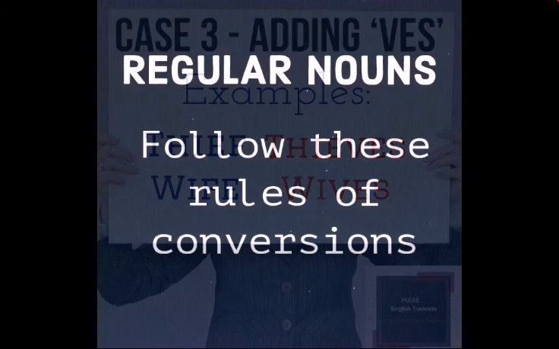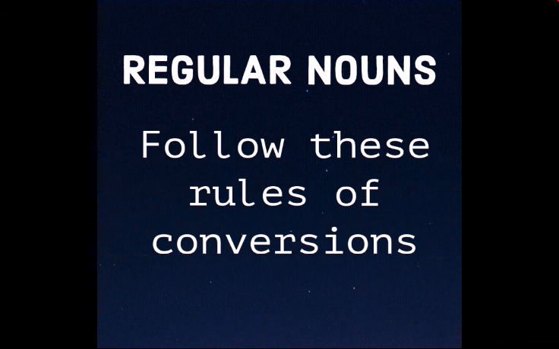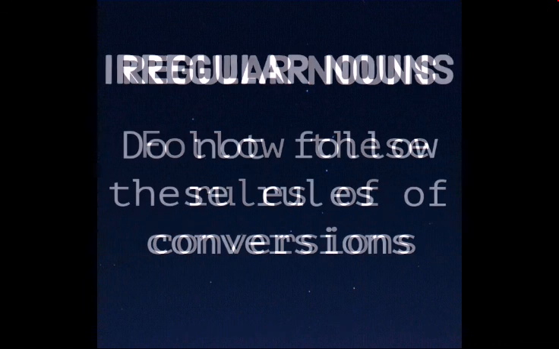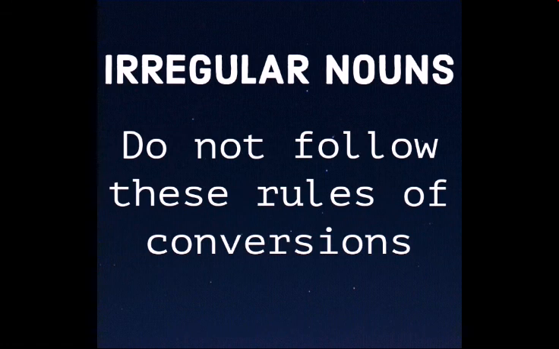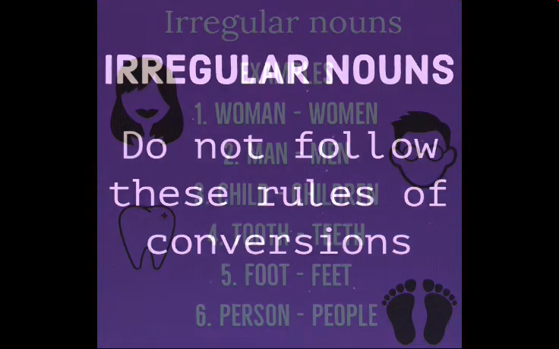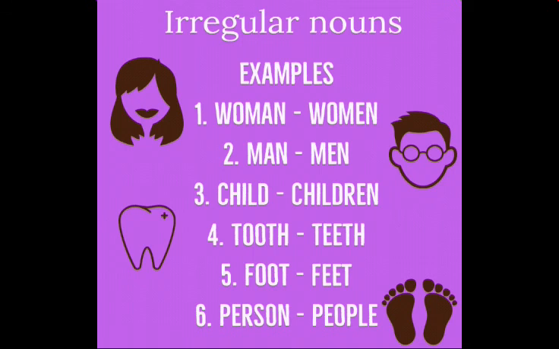The nouns which follow these rules of conversion while getting converted from their singular form to plural form are called regular nouns. The nouns which do not follow these rules of conversion are called irregular nouns. Let me give you some more examples to make you understand irregular nouns. Woman, women. Man, men. Child, children. Tooth, teeth. Foot, feet. Person, people.